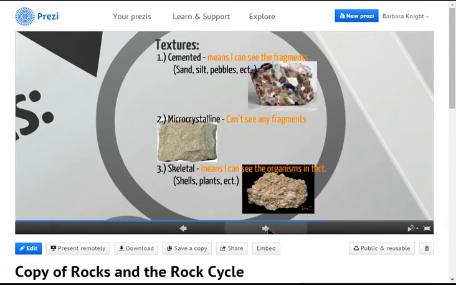Another way we can look at sedimentary rocks is through their texture. You may have cemented sedimentary rock, where you can actually see all of the different types of fragments. Microcrystalline, you can't really tell what fragments and different materials are within microcrystalline sedimentary rocks. And then skeletal, you can actually see some of those organisms are still intact, or parts of organisms.